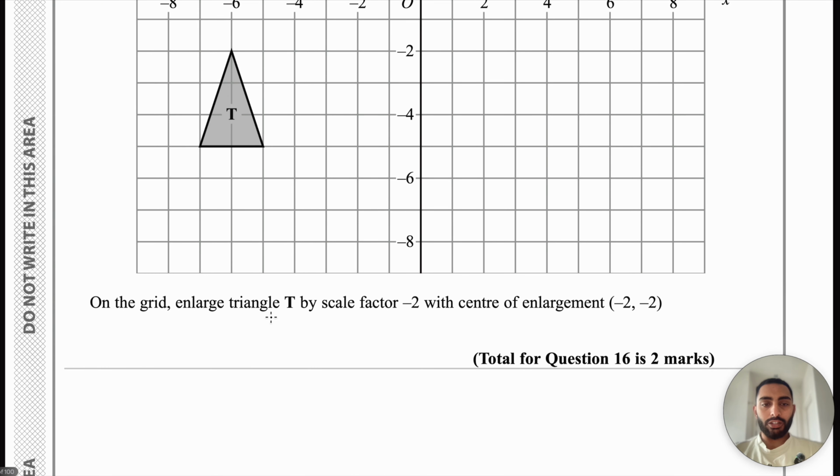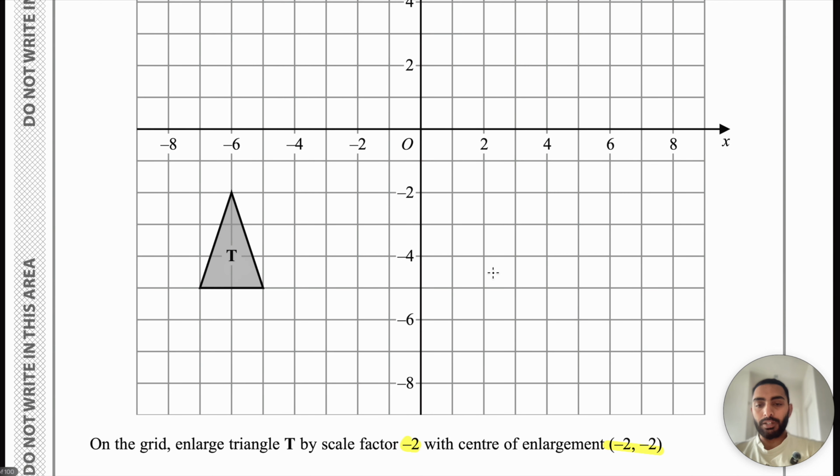On the grid, enlarge T by scale factor of -2 with center of enlargement (-2, -2). So first thing I'm going to do is plot on where is (-2, -2). That's over here. I can see I've got a nice point over here that I'm going to enlarge first. So I'm going to take this point at the top of T, and I'm going to look, how do I get from my center of enlargement to here? I'm going 1, 2, 3, 4 to the left.